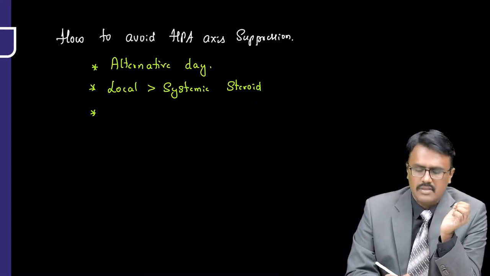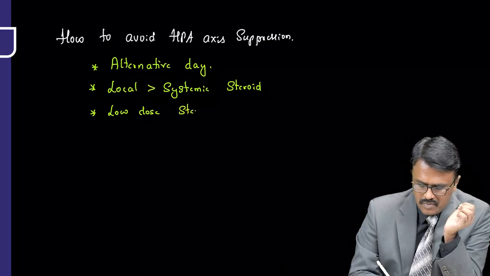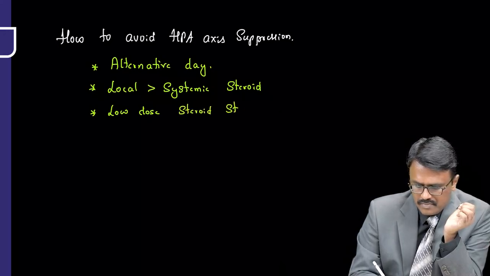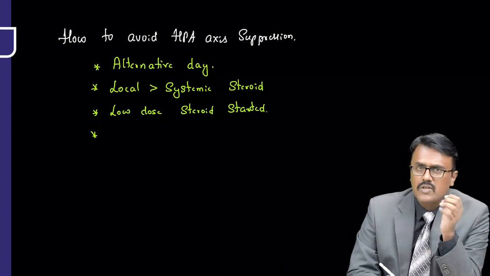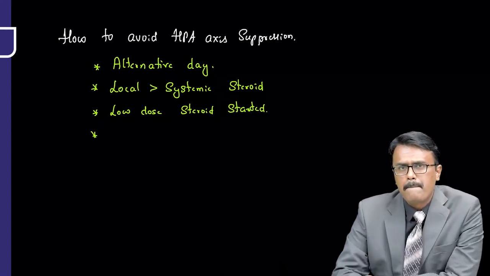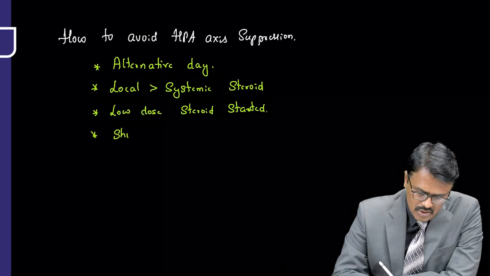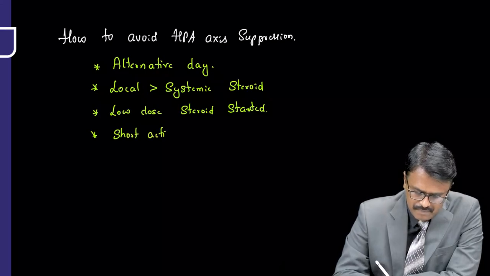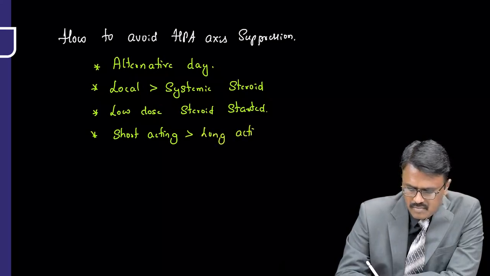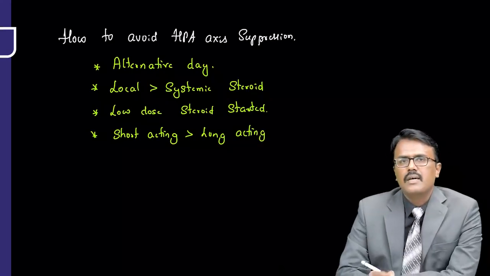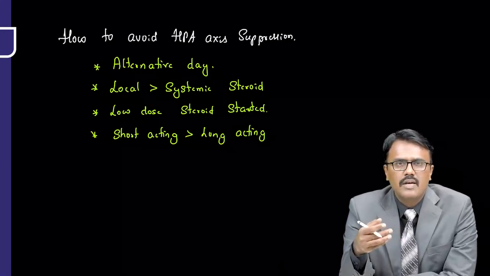Another important aspect is, whenever you start steroid, start with a low dose. Low dose steroid is started. Will you give a short acting steroid or long acting steroid? Think and tell me. Yes, short acting should be preferred more than long acting. Because if steroids are longer acting, the HPA axis will be suppressed. If they are short acting, after their action is over, again the HPA axis will work.